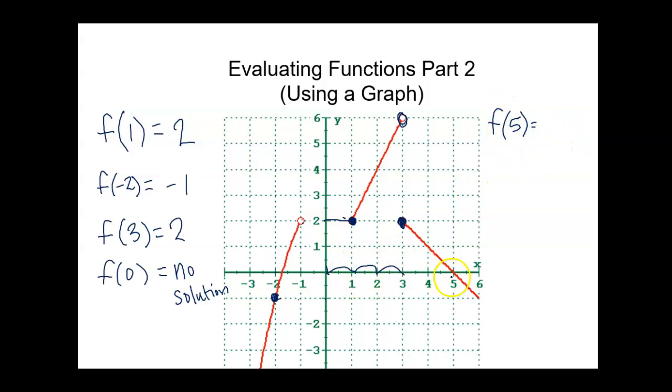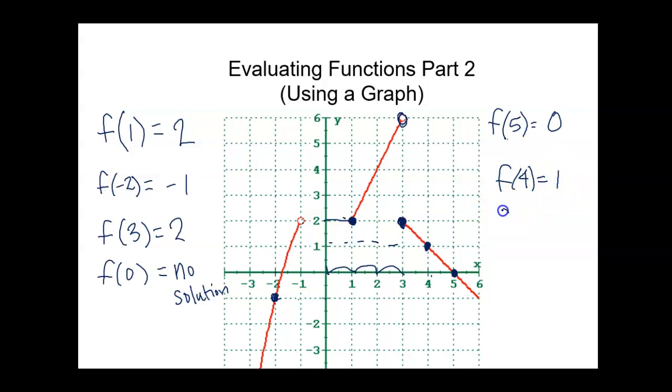Okay. If I wanted to know what is f of 5, so what does y equal when x equals 5? So go over to x equals 5. Oh, it's right on the line. So the y value there is just 0. So when x is 5, y is 0. When x is 4, this point right here is when x equals 4, so the y value there is 1.